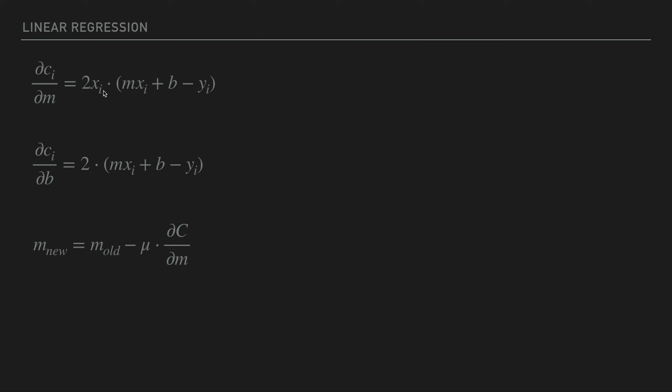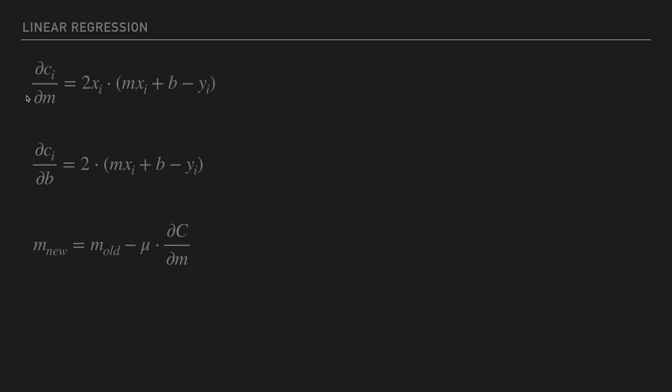Remember that the derivative of a sum is the sum of the derivatives. Therefore, the derivative of the whole cost function with respect to m is just adding the derivative of the cost function for a particular x value.